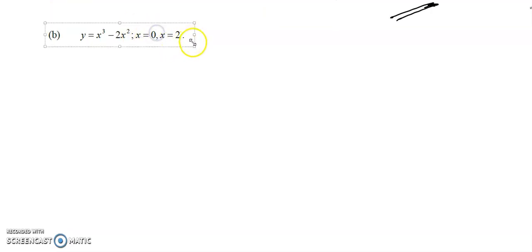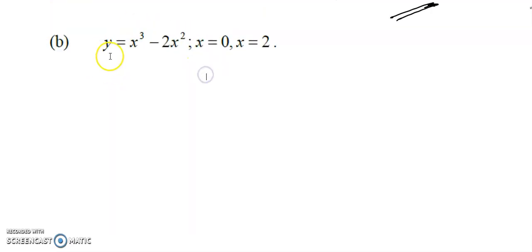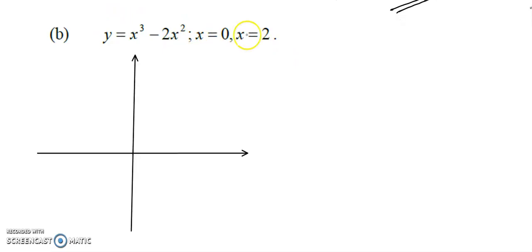Next, we're going to proceed to question B. Question B, given this curve and x equals 0, x equals 2. Again, we need to sketch the graph first. To sketch the curve of this cubic function, I would like to factor out this x squared first. I have my x minus 2, so I have x squared multiplied by x minus 2.